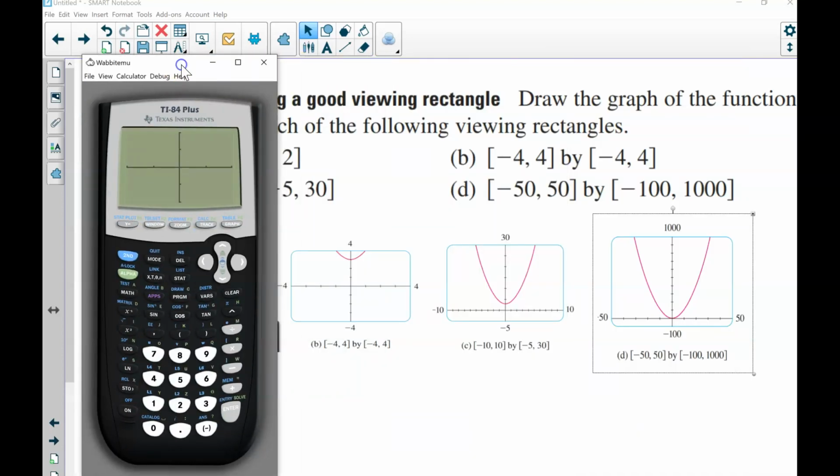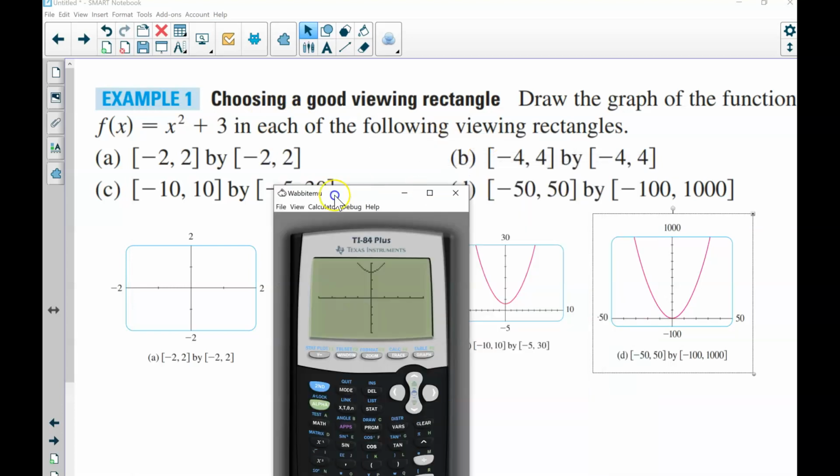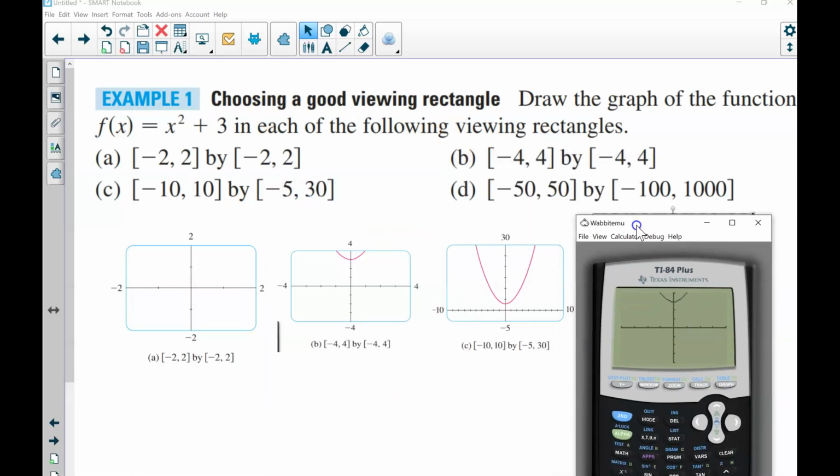And now in part B, I'm going to change my window. So I'm going to go to the window and change this to -4 for my minimum, 4 for the max, -4 for the y minimum, and 4 for the max for the y value. Now I'm going to go ahead and hit graph. Now when you hit graph, you can see there is your graph and how that's associated there. Okay, so there's your graph here. Now again, changing the windows, the viewing rectangles, by what's given for each particular question.